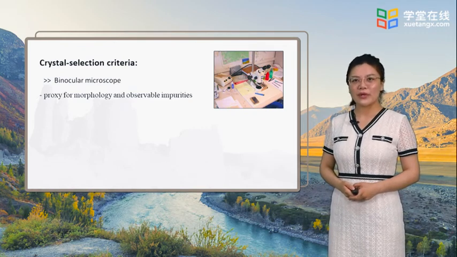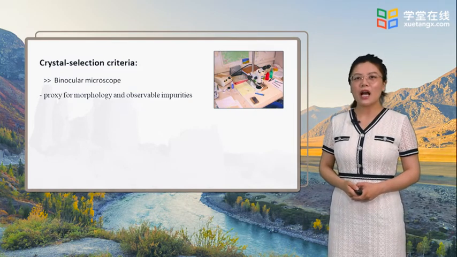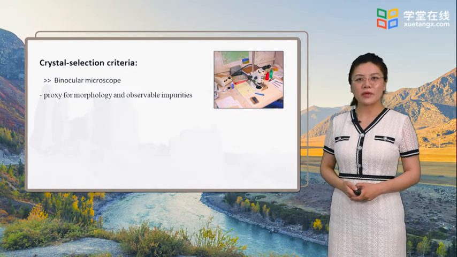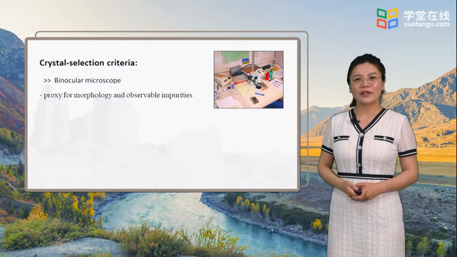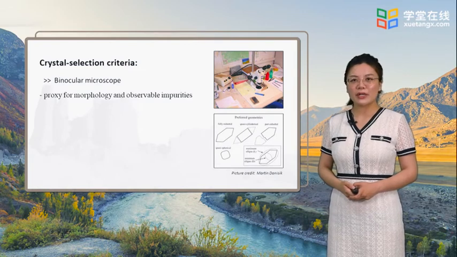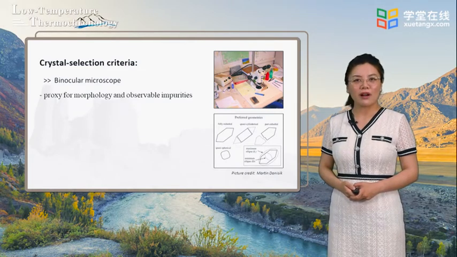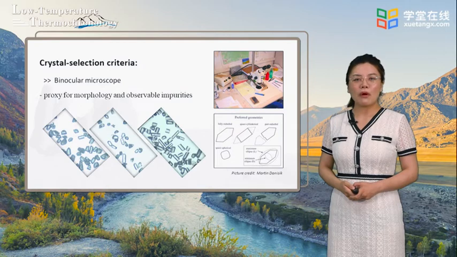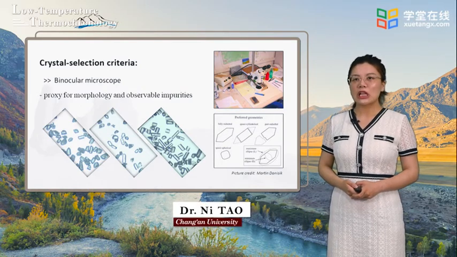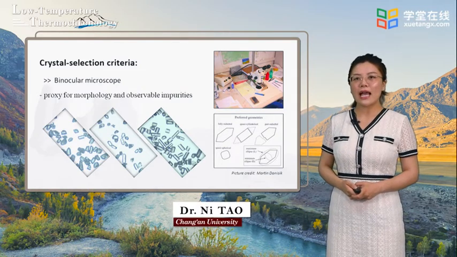A binocular microscope is used for examination of morphology and observable impurities. Crystals of preferred geometries are selected round by round until most of the selected minerals are euhedral and/or regular in shape and with a relatively clean interior.